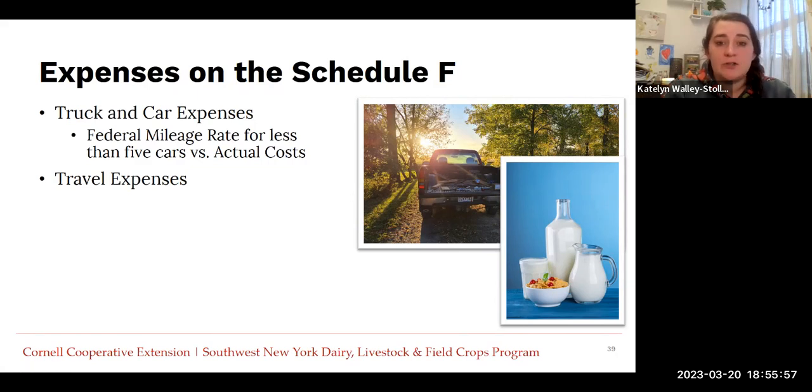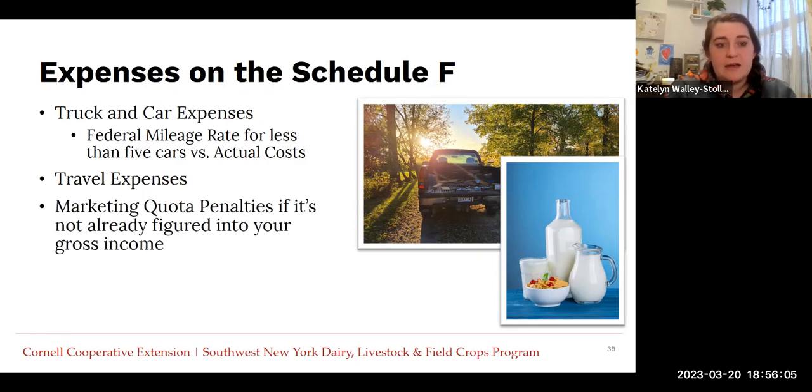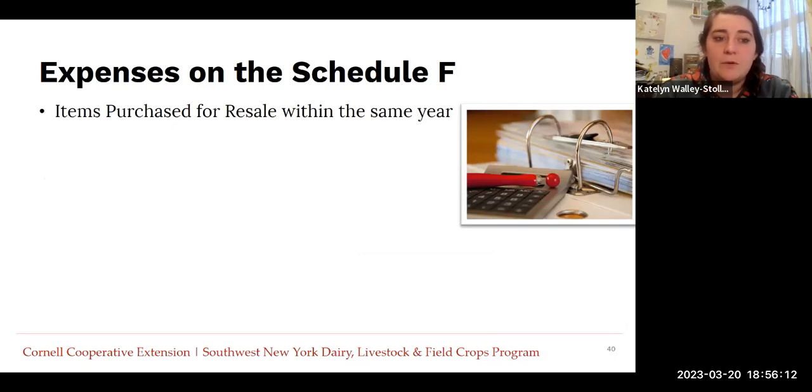Travel expenses. If you're traveling to go to an overnight training, you can claim those as a farm expense. If you get any marketing quota penalties, this is typically for our dairy producers. If you purchase items that you resell within the same year, within reason, this can be listed as an expense on your Schedule F. So let's go back to you buy a goat, you feed it, you sell it within that same year, or within a year, that is considered a valid expense.